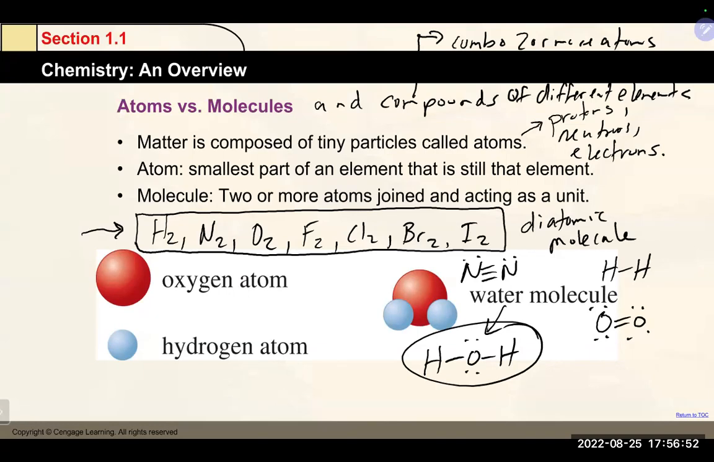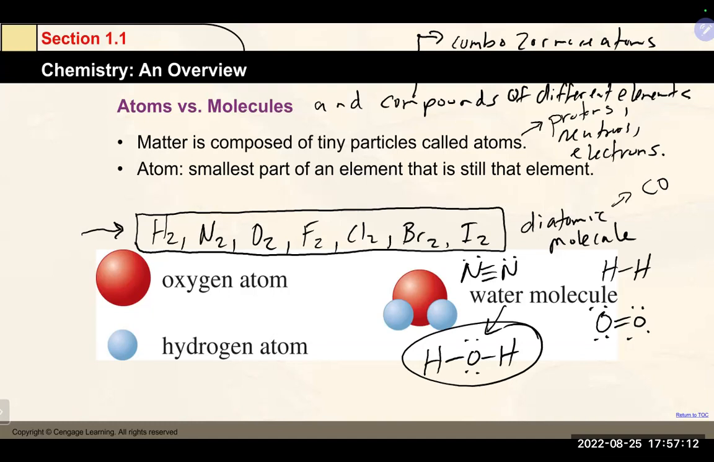Yes, they are definitely diatomic molecules, and they could also be classified as elements as well. Other questions? And again, diatomic molecules, like I said, doesn't necessarily have to be an element. Something like CO, carbon monoxide, is also a diatomic molecule. It's obviously two different elements together. So it would be a compound as well.